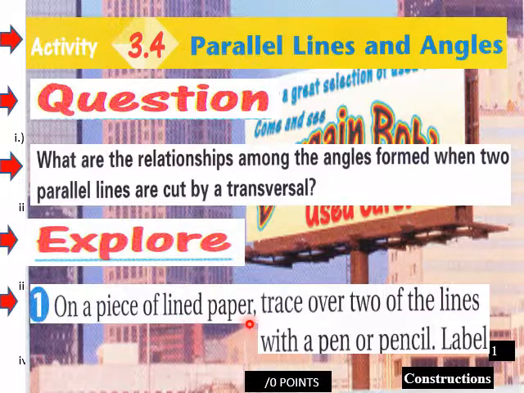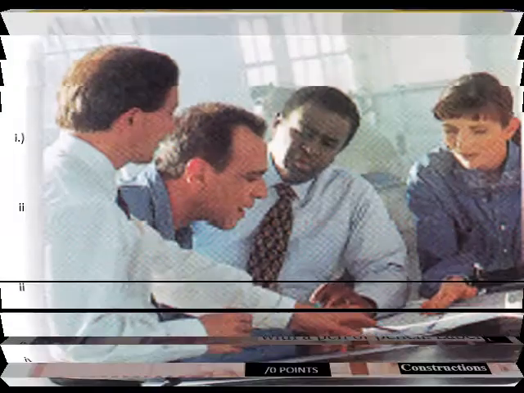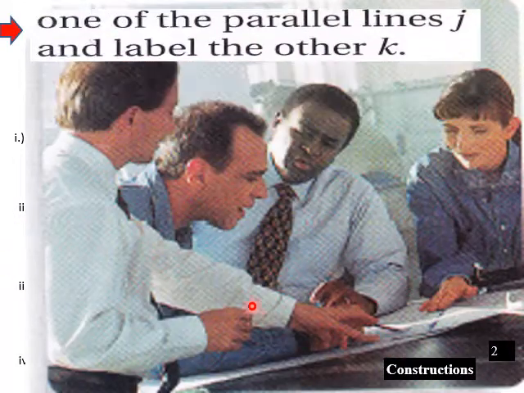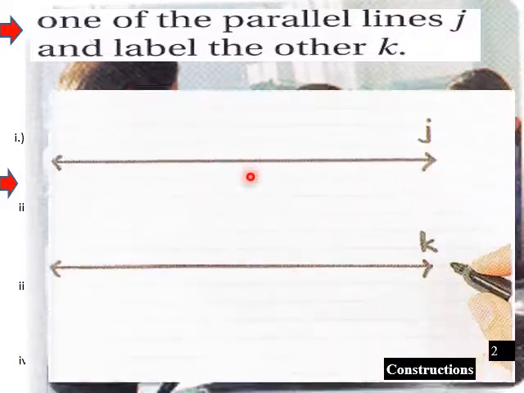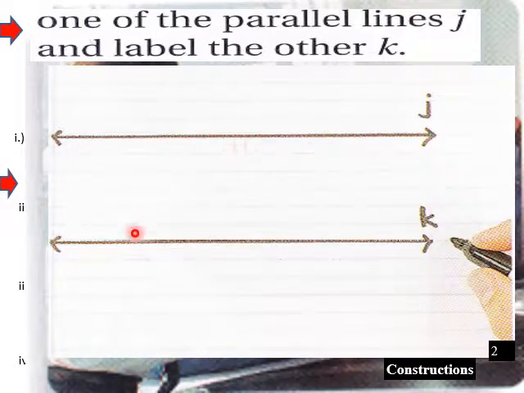On a piece of lined paper, trace over two of the lines with a pen or pencil. One of the parallel lines is J and the other is K. So we have J and we have K. This is what you need to draw on your lined piece of paper, or just draw it on a plain piece of paper too. They will have to be parallel.